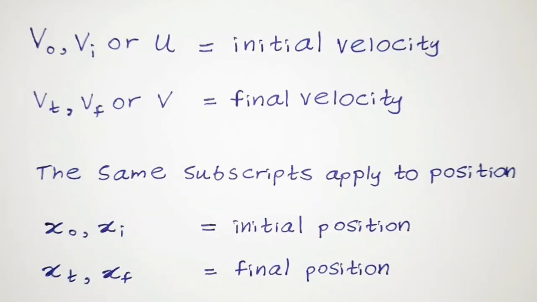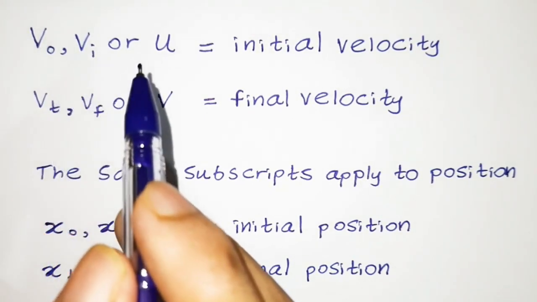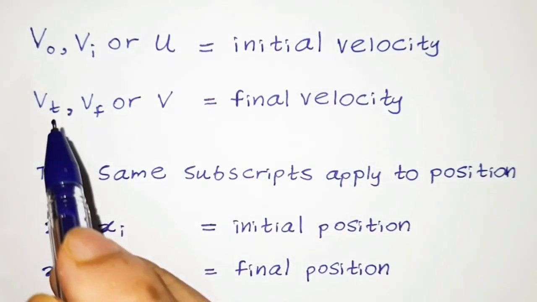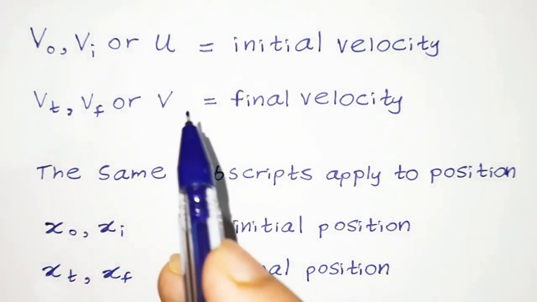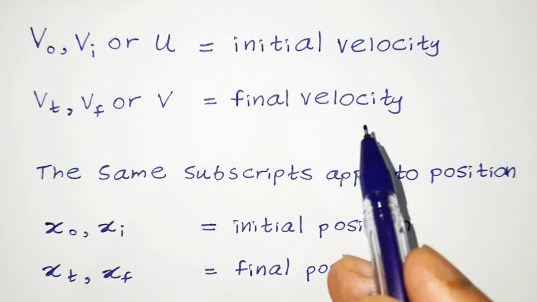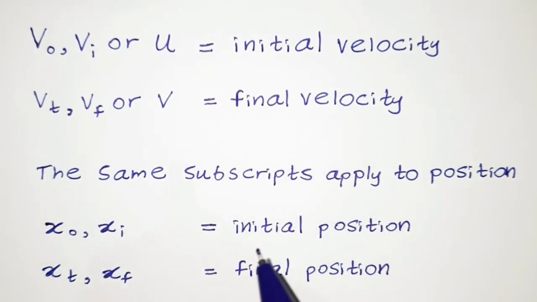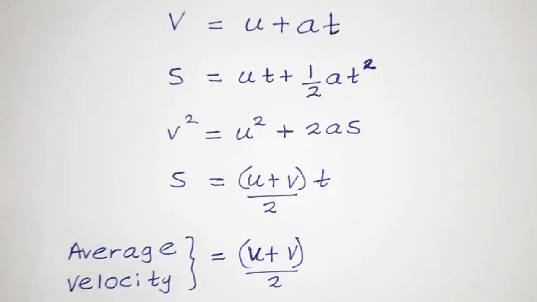Let us now familiarize ourselves with some symbols used in equations of motion. The subscript 0 or i after v or u is used to define initial velocity. The subscript t or f after v is used to define final velocity. The same subscripts are applied to position as well. It can be displayed as seen here. The question on your mind right now is, what are these kinematic equations of motion?